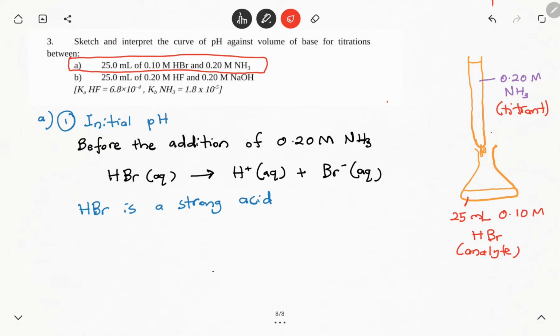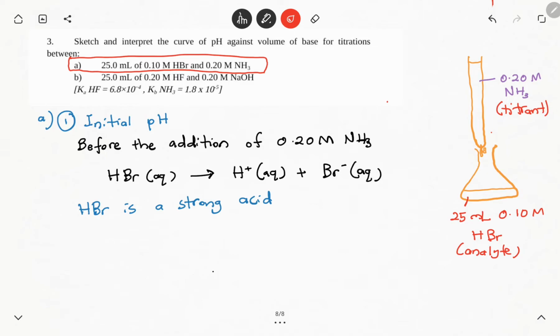Before you can sketch the titration curve, you need to identify 4 important points. The first one is the initial pH. The initial pH means the pH of the solution in the conical flask before the addition of base, before the addition of titrant. In this case, the titrant is base, which is NH3, ammonia.